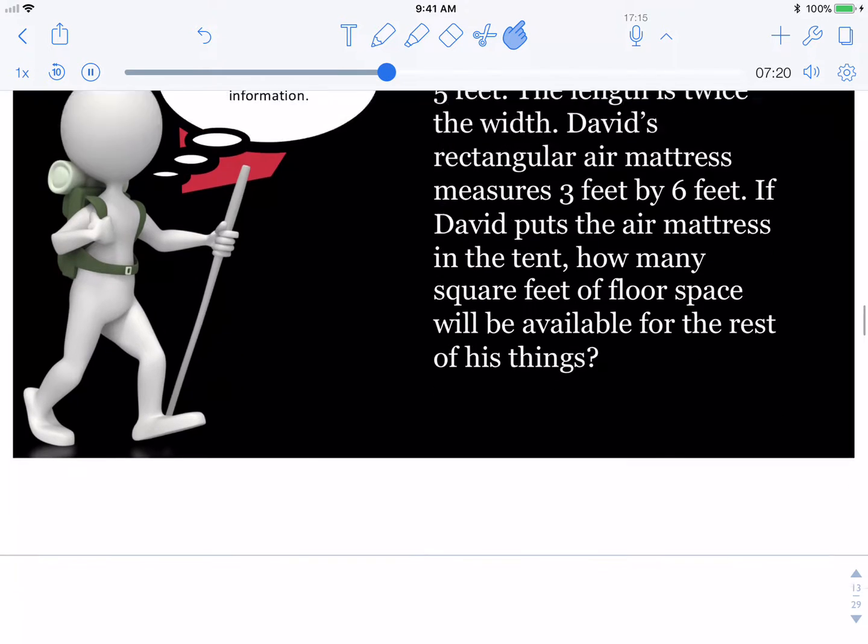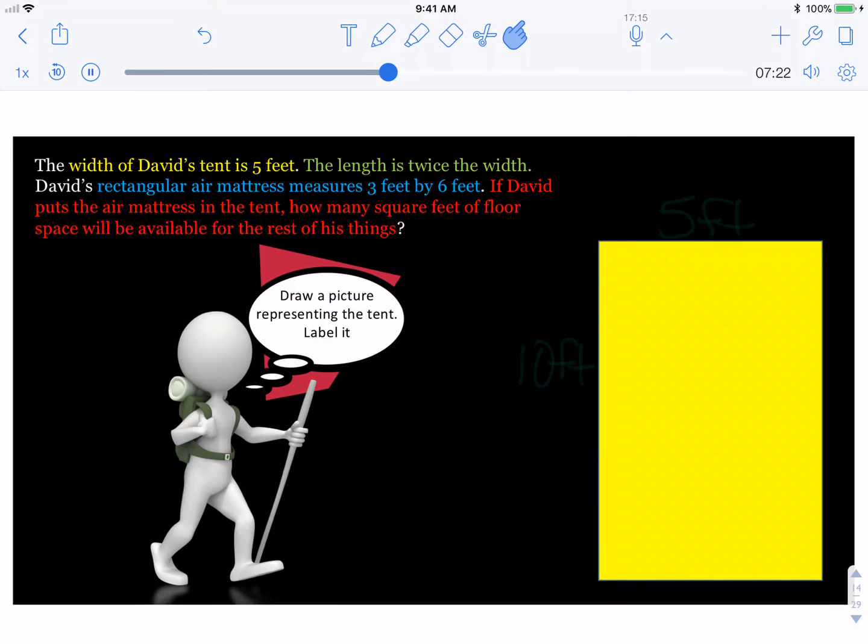So I said the width of David's tent is 5 feet. The length is twice the width. The rectangular air mattress measures 3 feet by 6 feet. If David puts an air mattress, let's just stop right there. 3 feet by 6 feet, because we're dealing with the first question. So, if David puts an air mattress in the tent, how many square feet of floor space will be available for the rest of his things? So, should we go ahead and just draw, maybe?